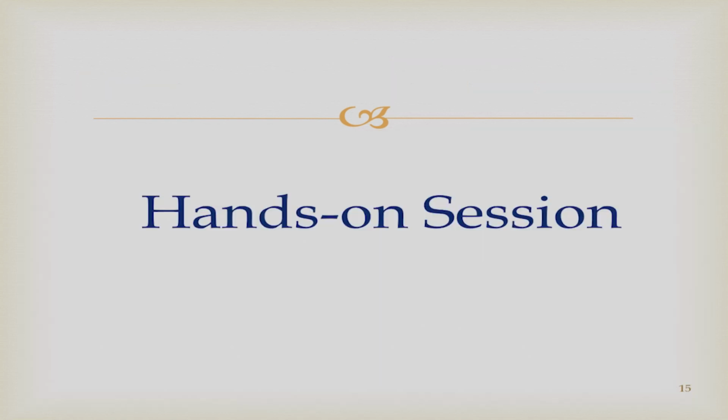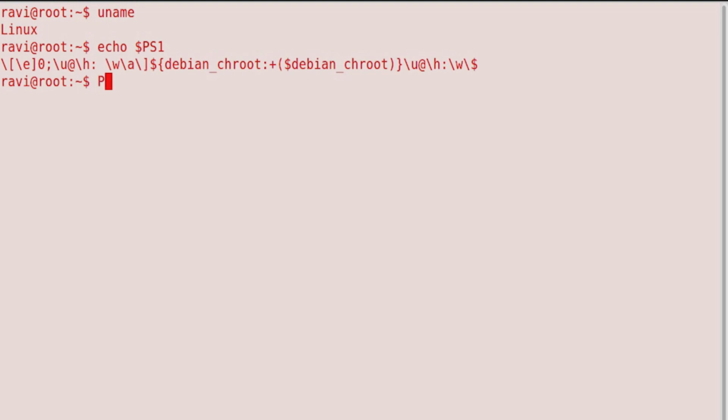Now let us see a demonstration of how to use these system variables. To start with, I have used a Unix command called uname, which will give you the name of the operating system that is installed in the machine. To get the system variable PS1 value, we use a command called echo $PS1, so we get the system prompt 1 value. To reassign the system prompt 1 value, we can use PS1 equal to the value. I have given PS1 equal to Ravi greater than symbol. Then you can see that the system prompt 1 has changed as Ravi greater than symbol.